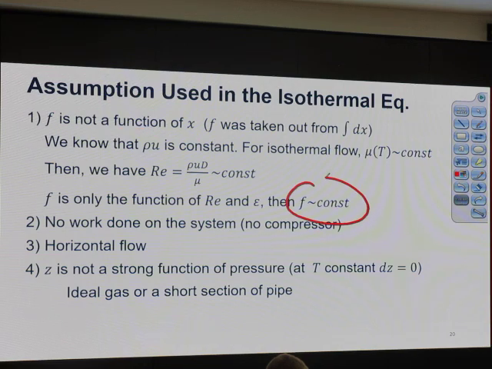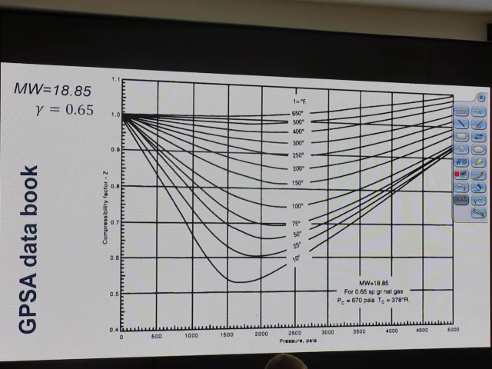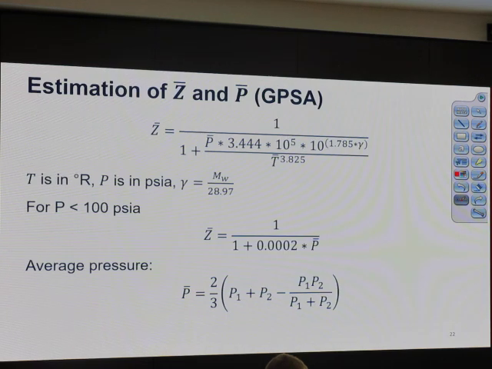Friction factor is constant, no work done, horizontal flow. Compressibility factor is not a strong function of pressure, okay? With this assumption, you see this chart, okay? Then how do we get the Z factor?